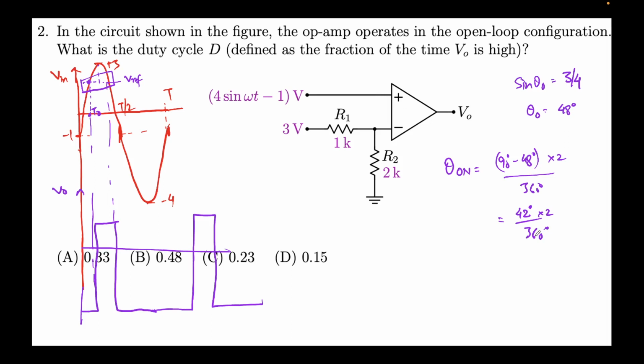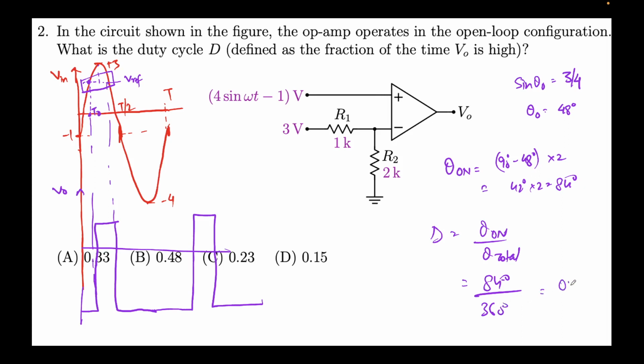84 over 360, which comes out to be 0.23, right? So actually I should say it like this. Yeah, so this is theta on. This means the duration in which it is on. So this is 42 times 2, which is 84 degrees. D will be theta on over theta total. Theta on is 84 degrees and theta total is 360 degrees, which comes out to be 0.23.